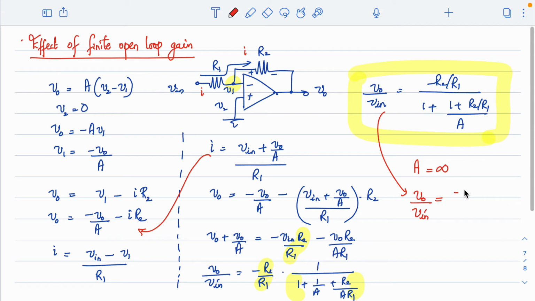V naught by V in is equal to minus R2 by R1. That is what we have derived before, right? So when your A is infinity, the expression reduces back to minus R2 by R1. Otherwise, it is same as this. I hope this is clear.